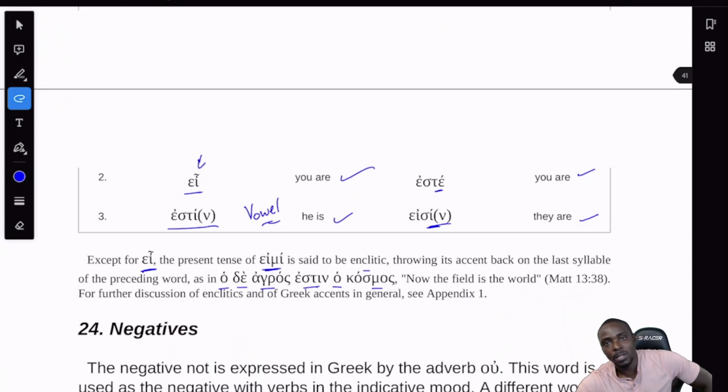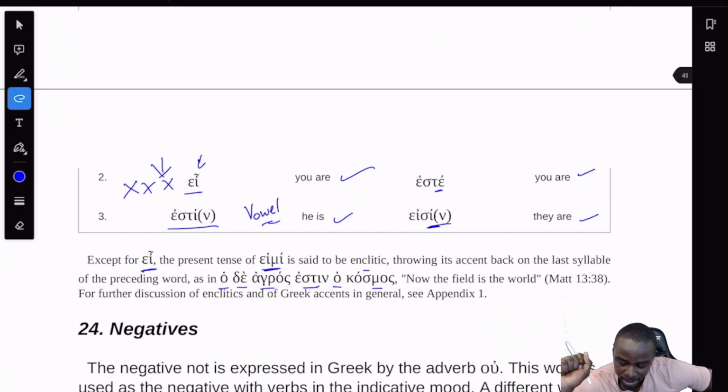So enclitics has to do with throwing the accent back, right? On the last syllable of whatever word was before this word here. So if I could just mark an X right here, X, X, X. So this word would have an emphasized pronunciation on the last syllable of that word. Why? Because the next word you're dealing with is an mi type verb. So in that case, because it throws its accent back, they refer to it as enclitics.